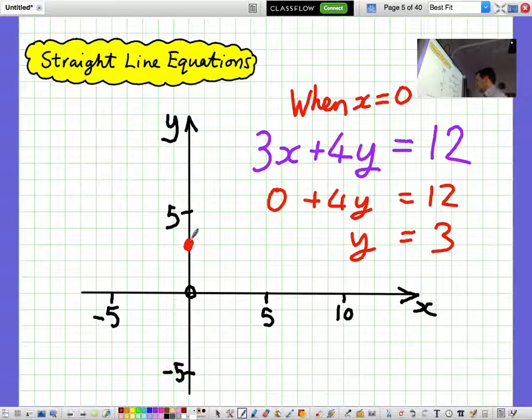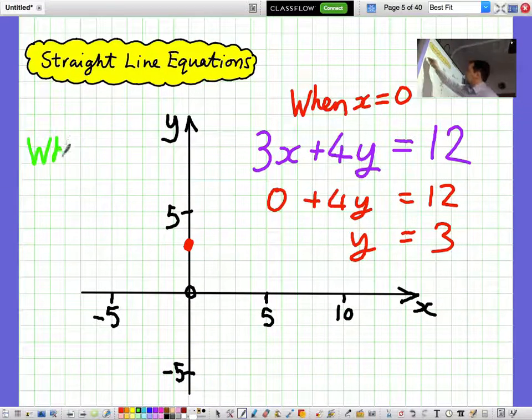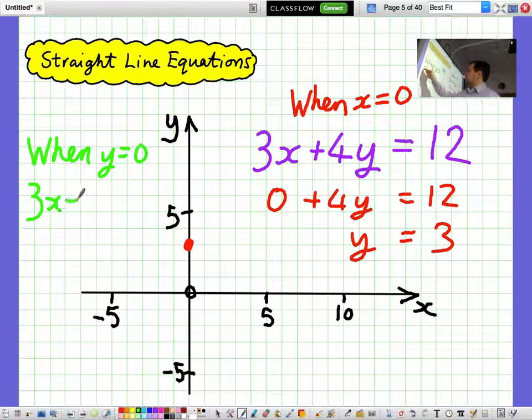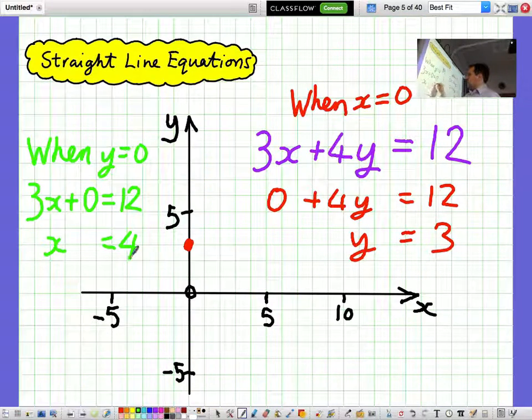Now in the same way, we can think about when y is 0. When y is 0, we would get 3x plus 0 equals 12. So 3x would have to be 12, x would have to be 4. So that gives us another point on the graph, 4, 0. When x is 4, y is 0.